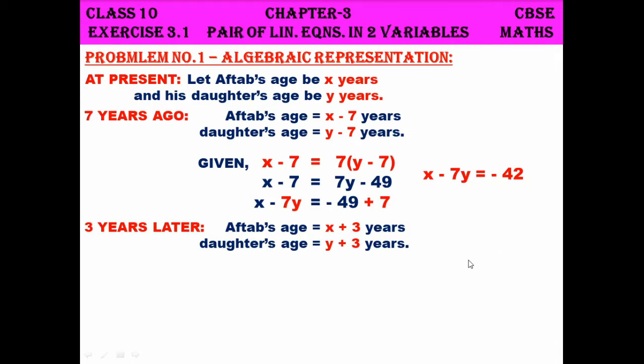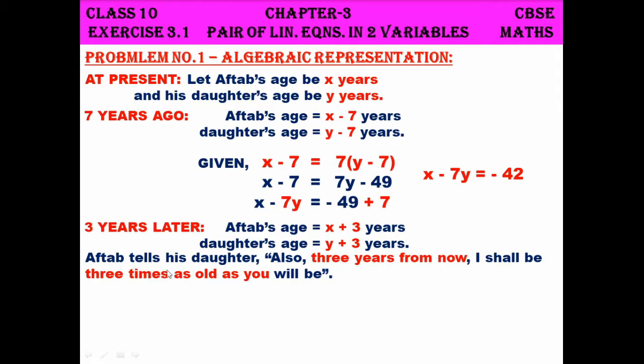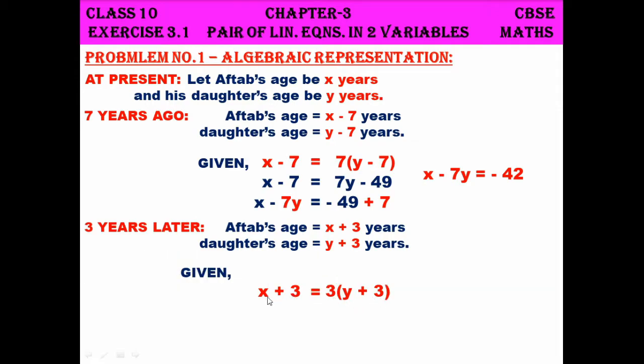And the next condition given is about 3 years later. So 3 years later, I have their ages to be x plus 3 years and y plus 3 years. Now let's see what is the condition given in the problem. The second condition is that 3 years from now, Aftab shall be 3 times as old as his daughter. So 3 years from now, their ages will be x plus 3 and y plus 3. And 3 times as old as his daughter means it is 3 into y plus 3. Therefore, the given condition is x plus 3 equals 3 into y plus 3.